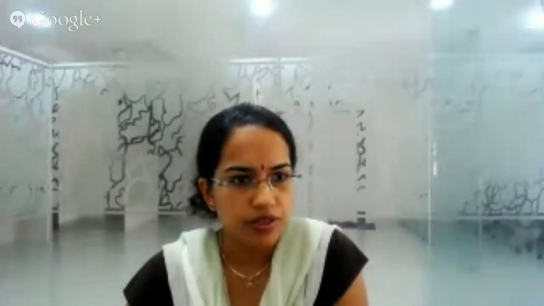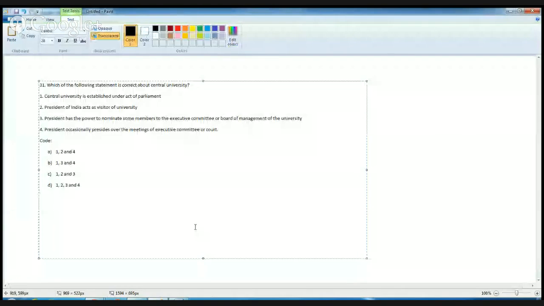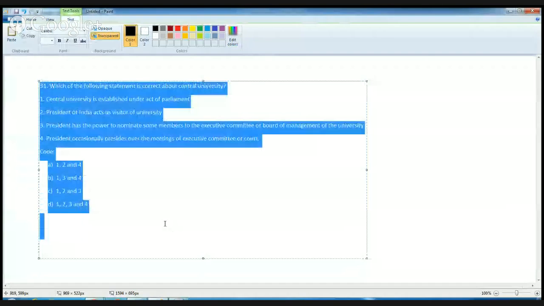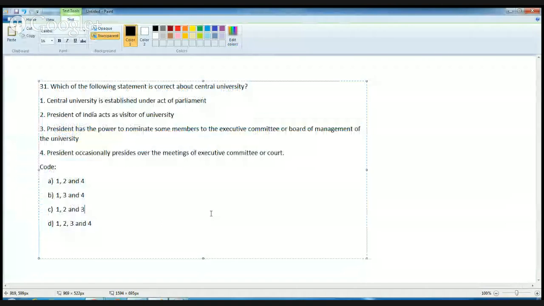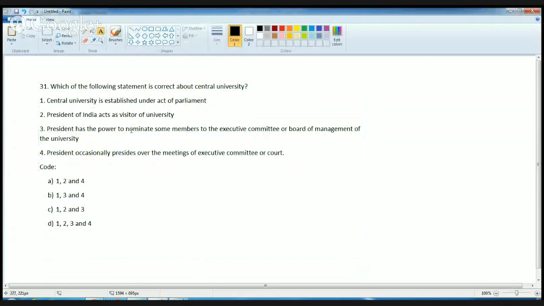The first question that we would be discussing is about the correct statement regarding the establishment of Central University and the major elements of Central University. So this was the question that was asked. Which of the following is correct about central universities? The first statement is Central University is established under the Act of Parliament, which is a very correct statement.